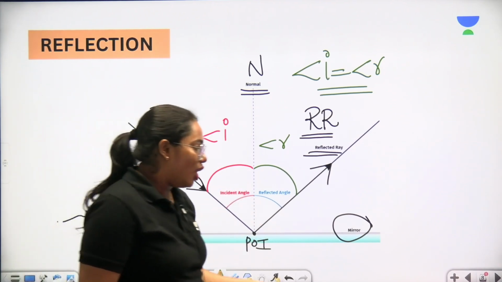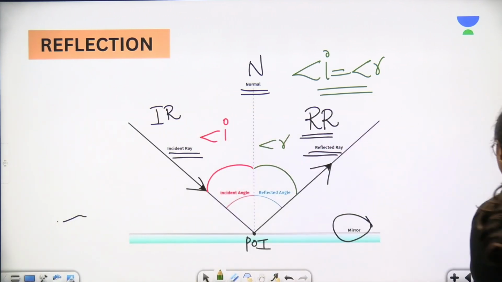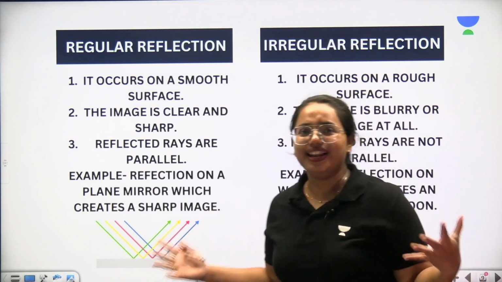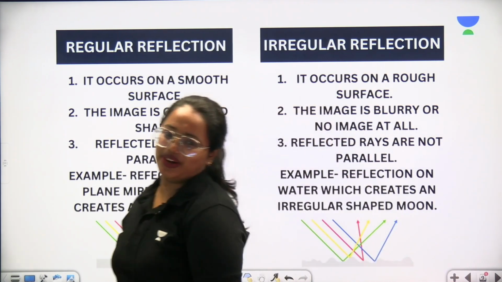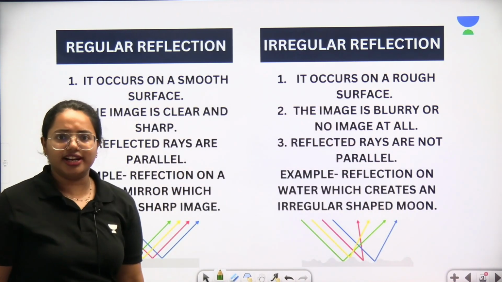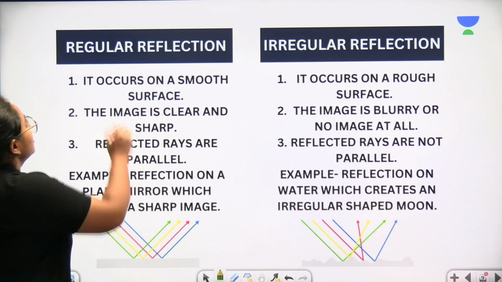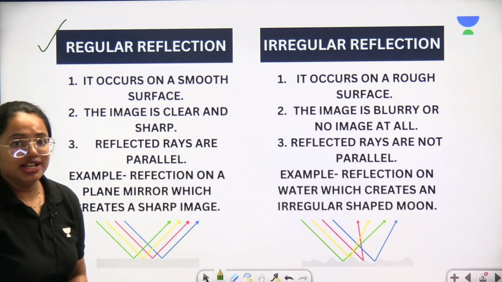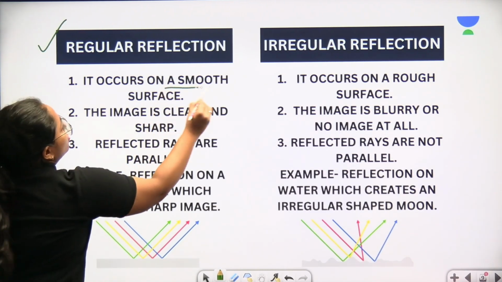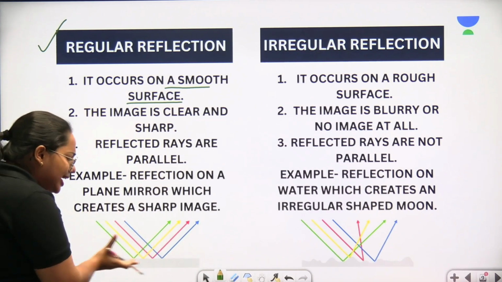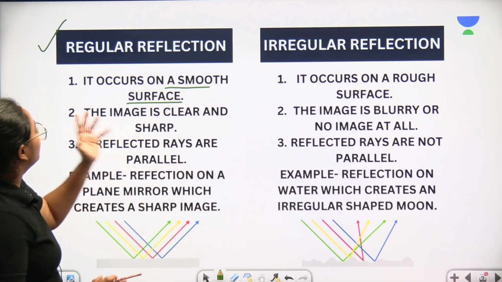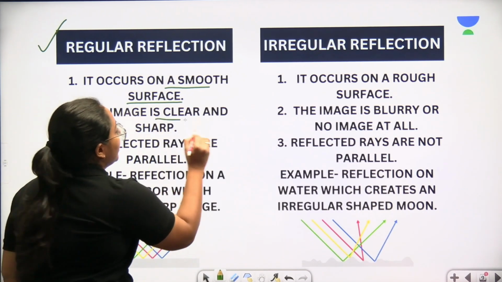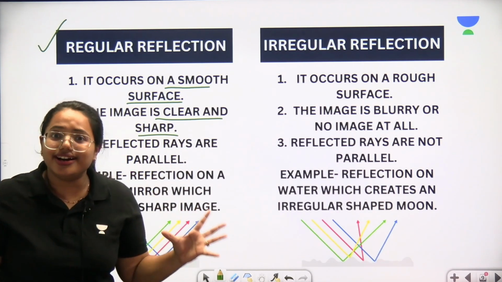Okay? So now we are moving towards the next one, and look at this. Regular reflection and irregular reflection. How are they different from one another? Let me tell you. The first one is regular reflection. This happens from a very smooth surface. Look at it. It's a highly polished surface. And what about the image? Therefore, the image is going to be very clear and sharp.